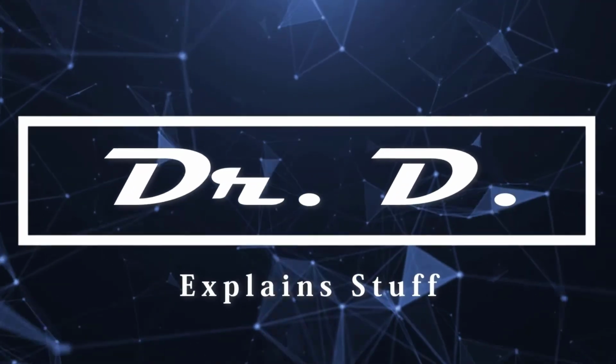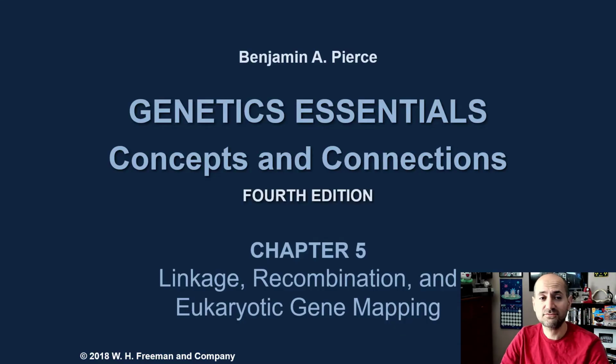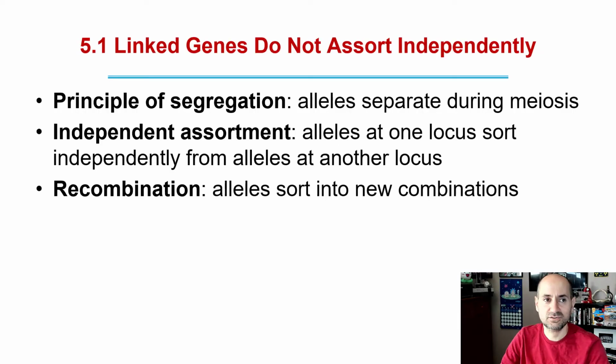Explain stuff. Hey everyone, Dr. D here, and in this video we are going to be covering Chapter 5 from our Genetics Essentials, Concepts and Connections 4th edition textbook. This chapter covers linkage, recombination, and eukaryotic gene mapping. So let's go ahead and get started.